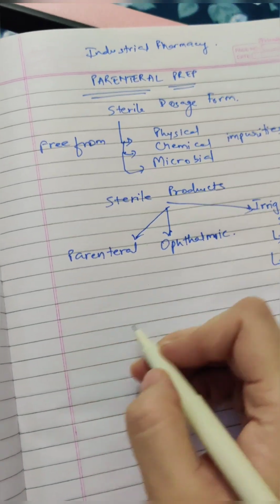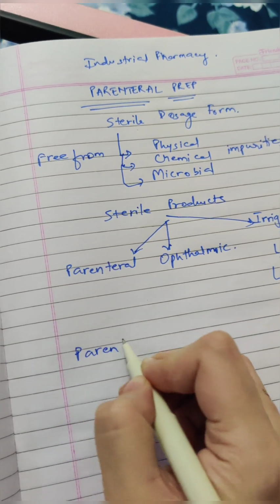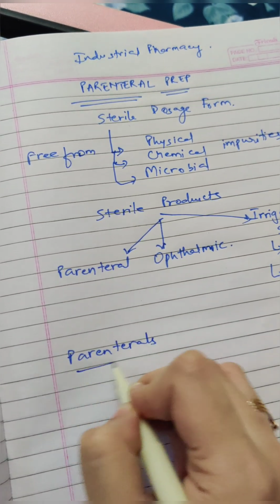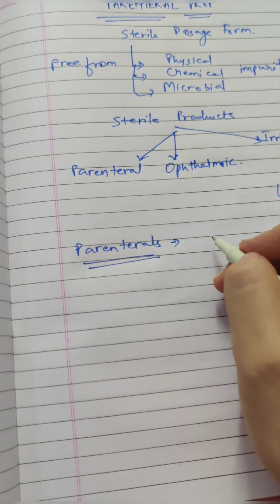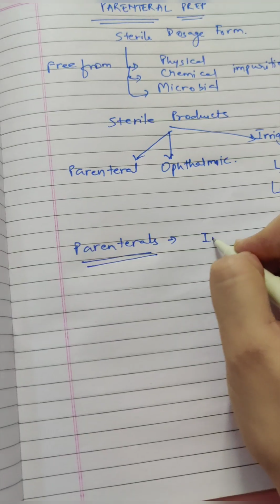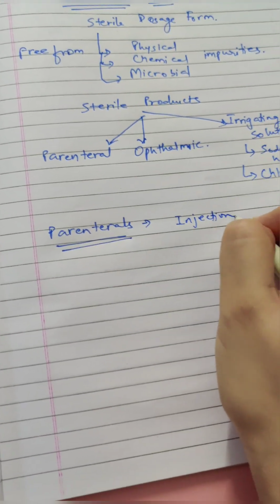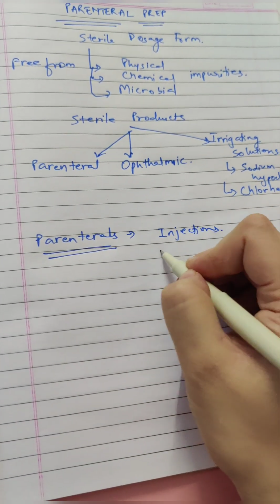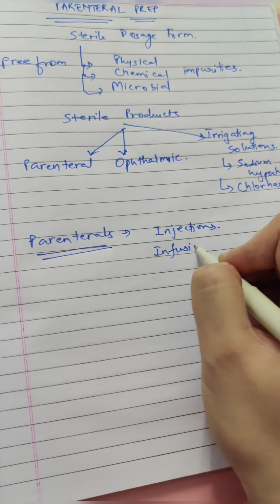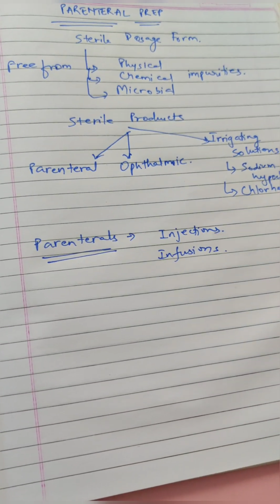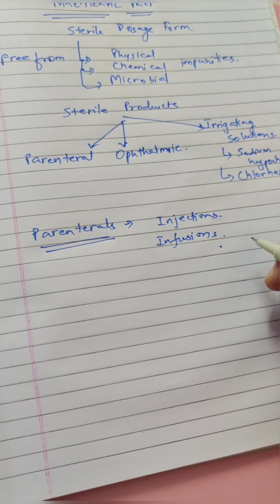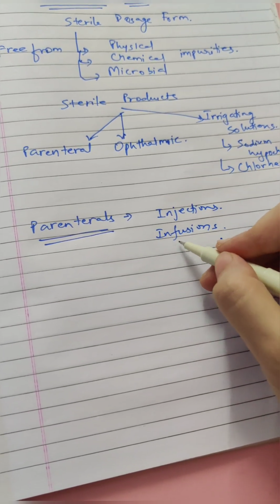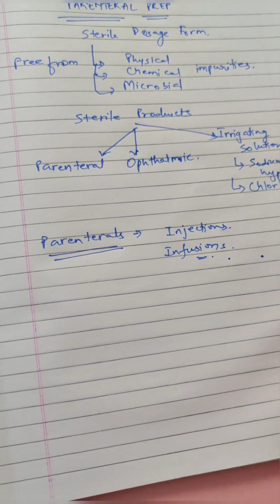Okay, now focusing on the topic parenterals. Now, in layman language, if we describe parenterals, it is usually the injections, or it might be the infusions, that is given through the bottle or drip, right, like the glucose bottle or the iron bottle that is sometimes given to us, so that is called as infusions.